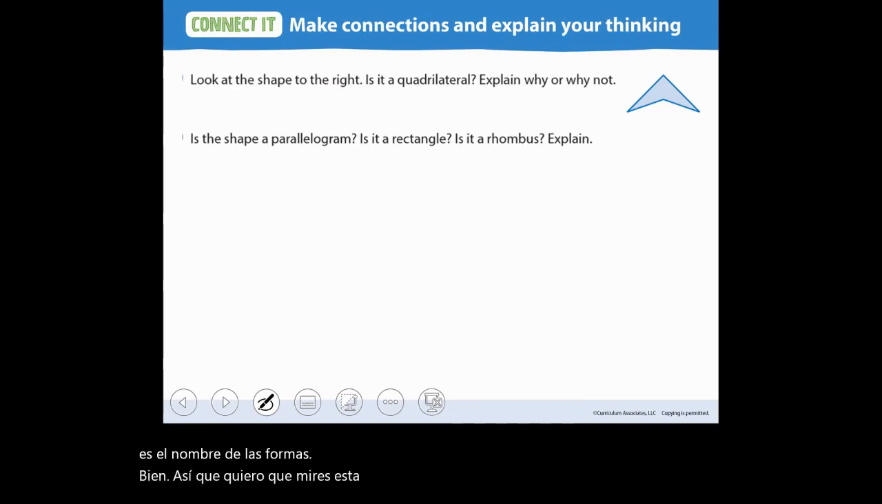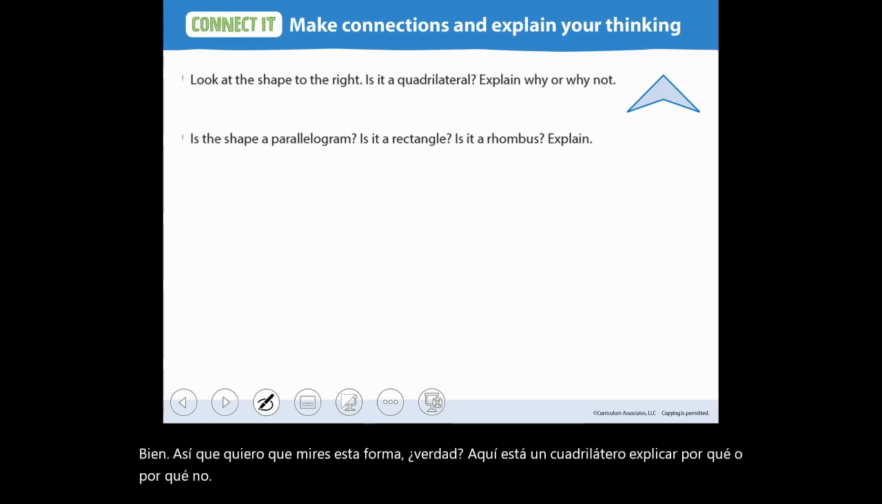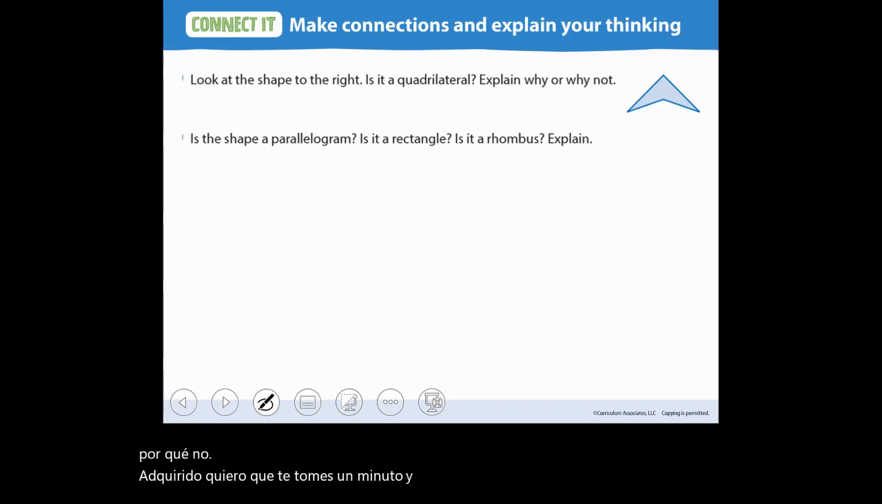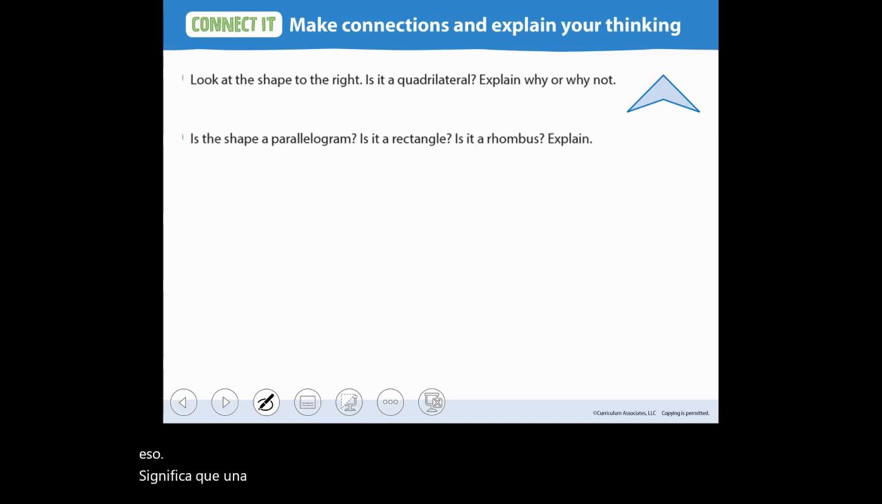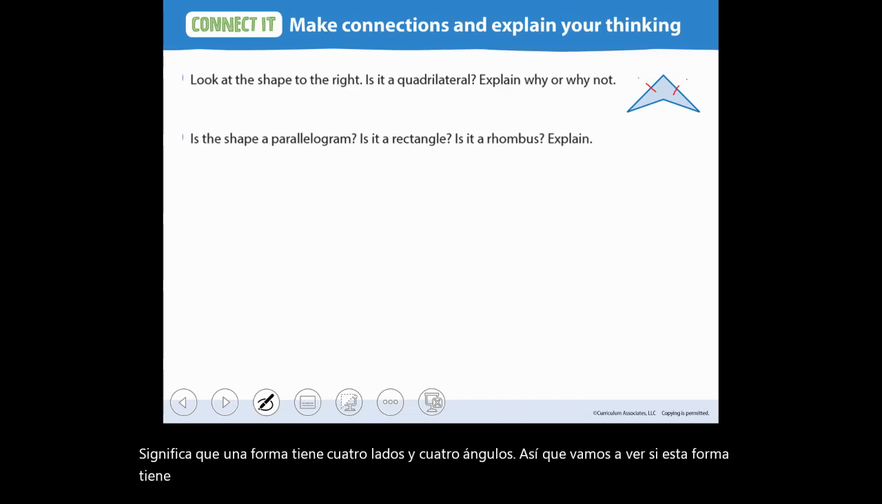Is it a quadrilateral? Explain why or why not. I want you to take a minute and think to yourself, what is a quadrilateral? What does that mean? It means that a shape has four sides and four angles. So let's see if this shape has four sides. 1, 2, 3, 4 sides. And let's see if it has four angles.